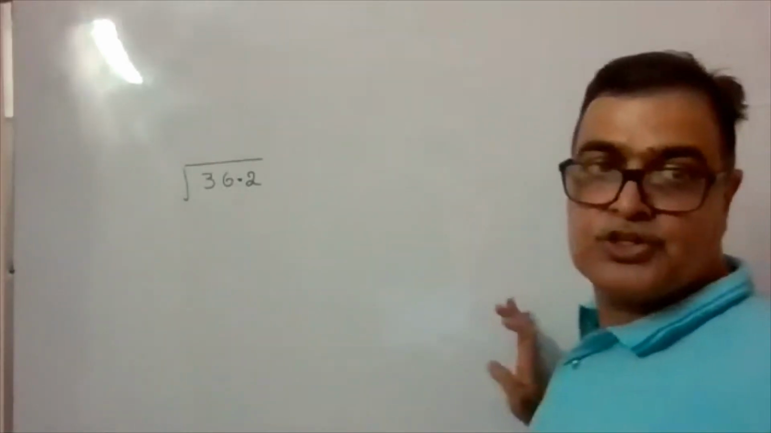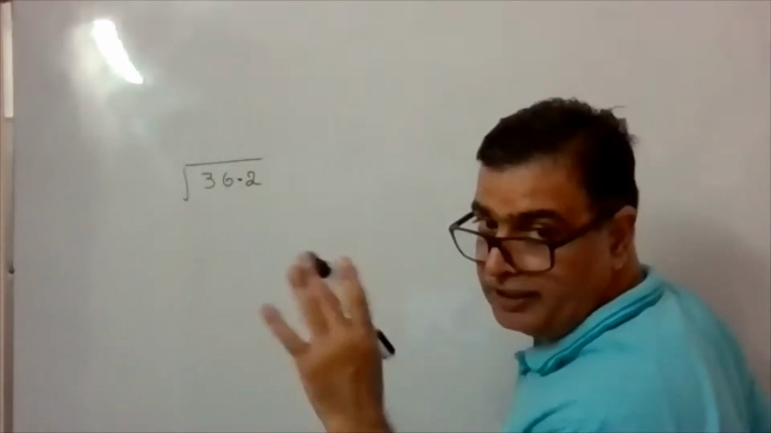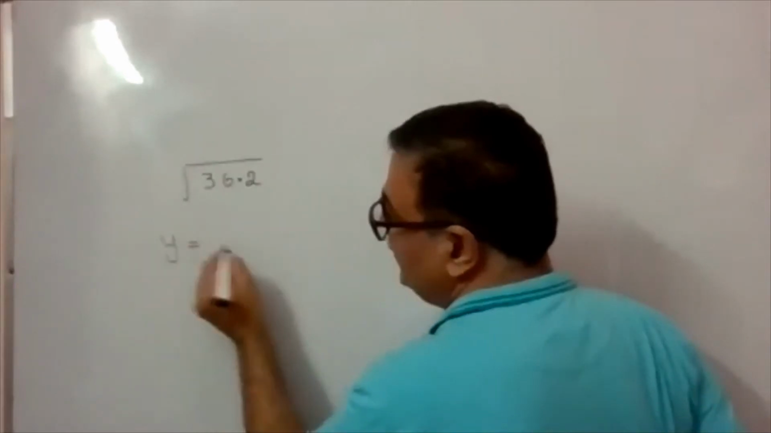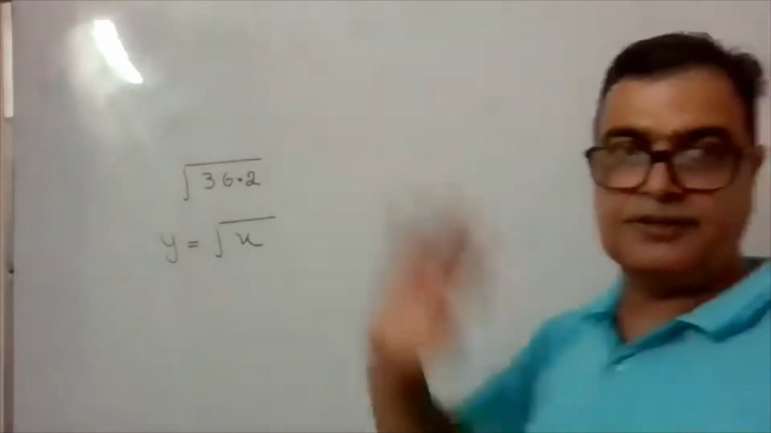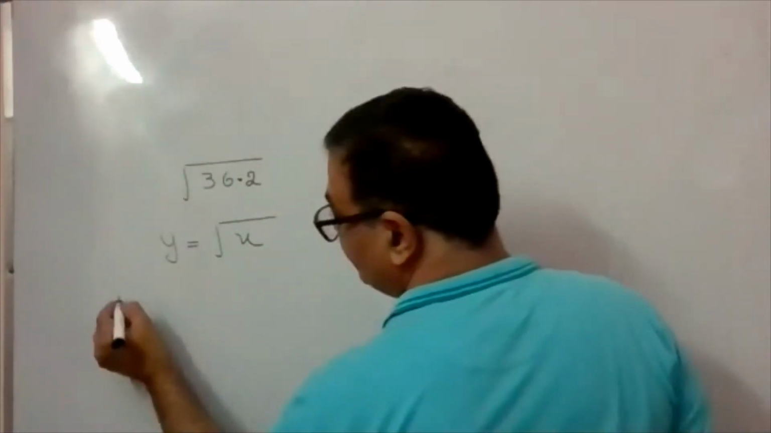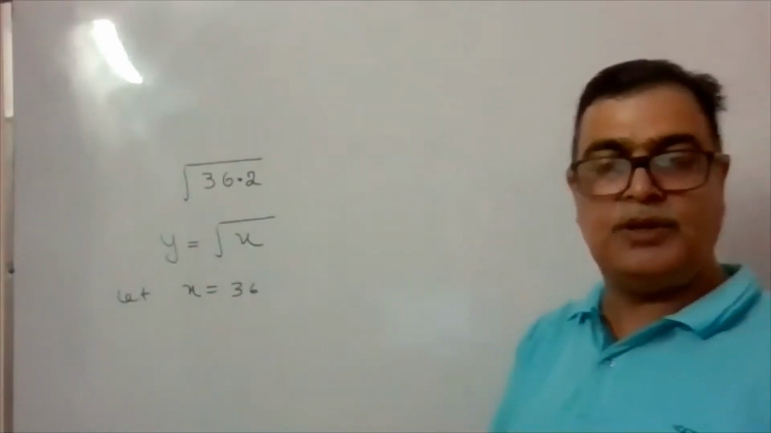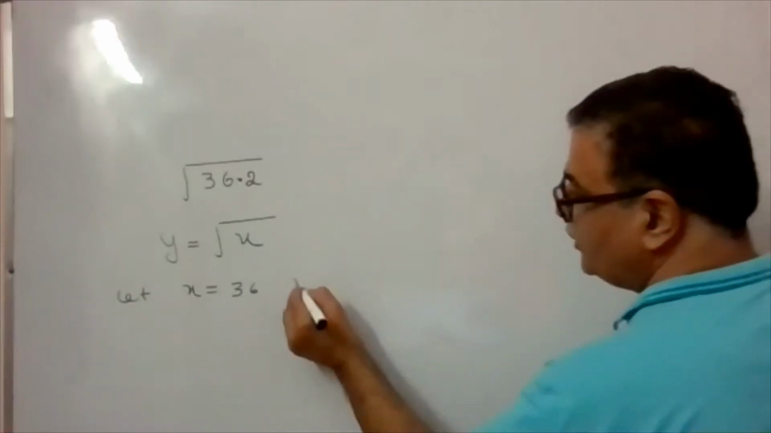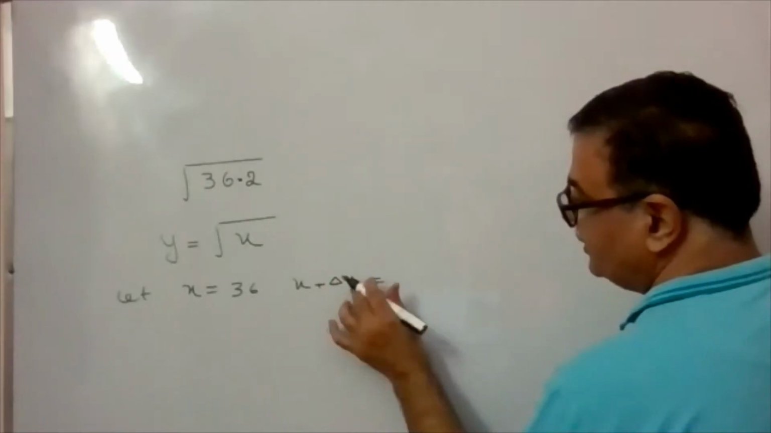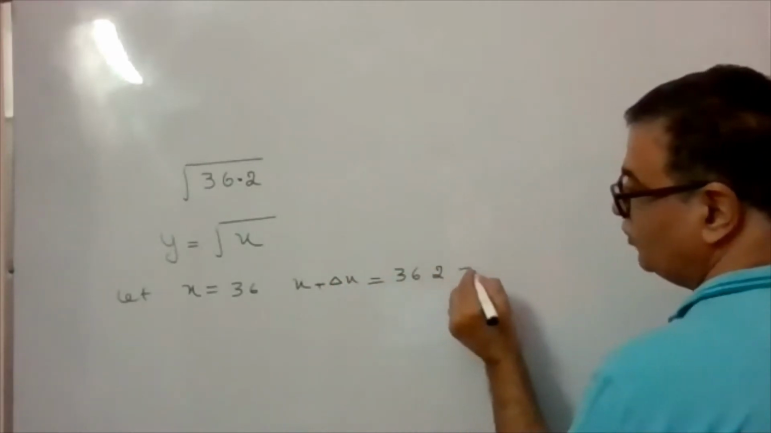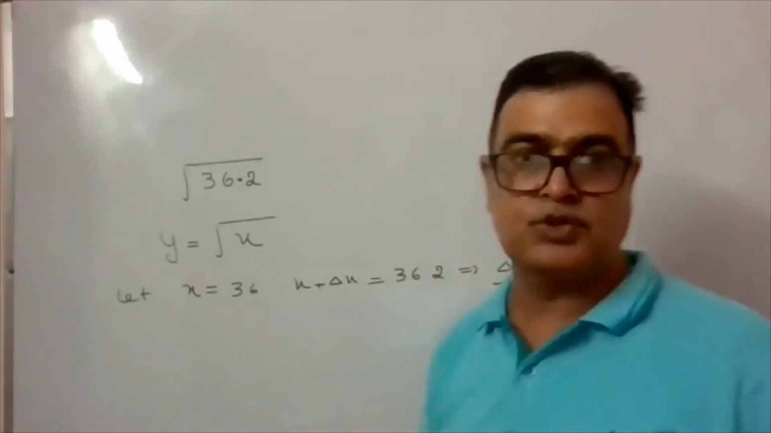Now, whenever this type of question comes, one thing we should decide is what function is involved. So let us consider the function y is equal to root x. It is clear. And here we will assume let x be 36, the initial value, and the new value is 36.2. What does it mean? Delta x comes out to be 0.2.